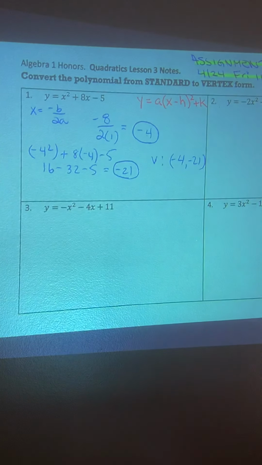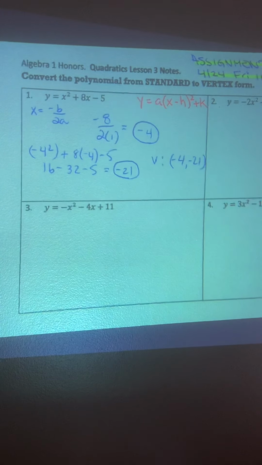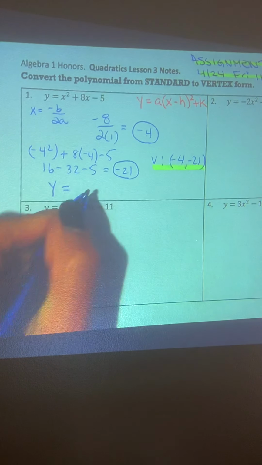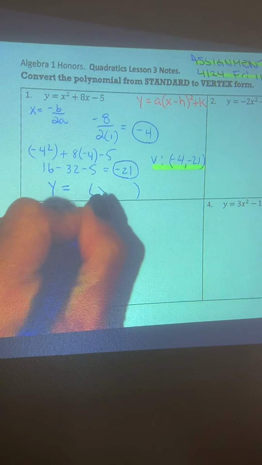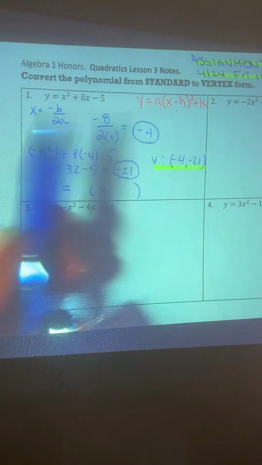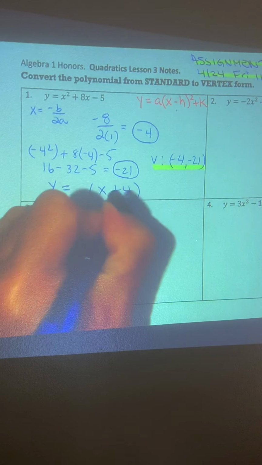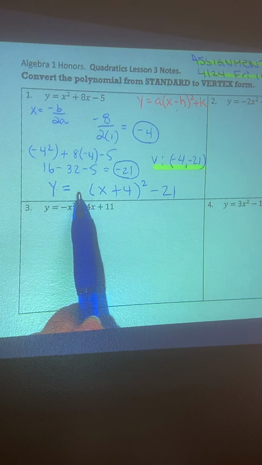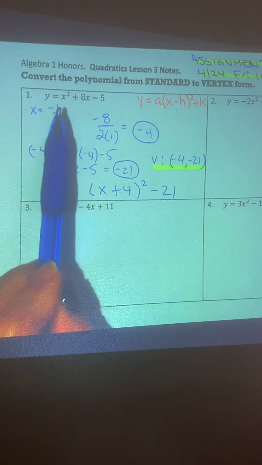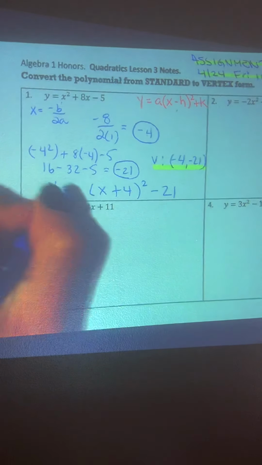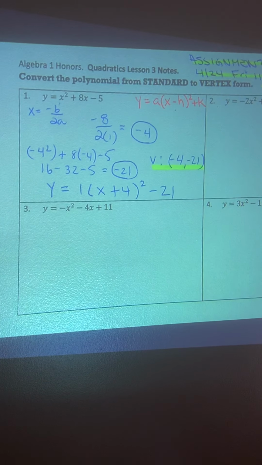And that's important. Here's my vertex, and now let's plug it into my vertex form. Y equals, we're missing the a, we'll get back to that in a second, (x minus h) squared. Now remember, with the minus h, we need to take the opposite. So minus 4 means plus 4. And then minus 21 is as is. So we're missing the a here. Well, what's a in number 1? A in number 1 is a 1. So we could leave it, or we can plug in a 1. Up to you. And there we go.